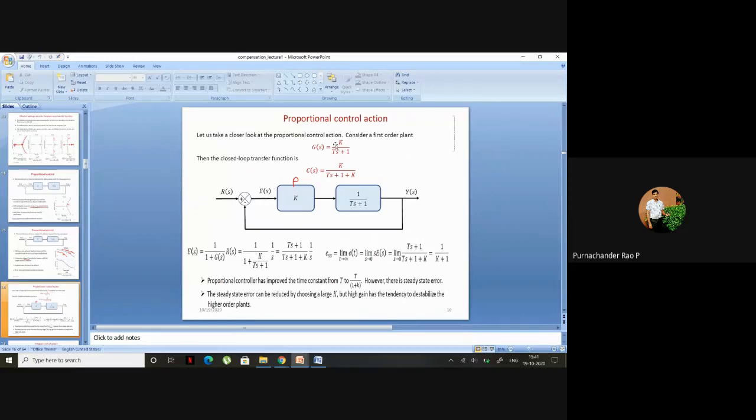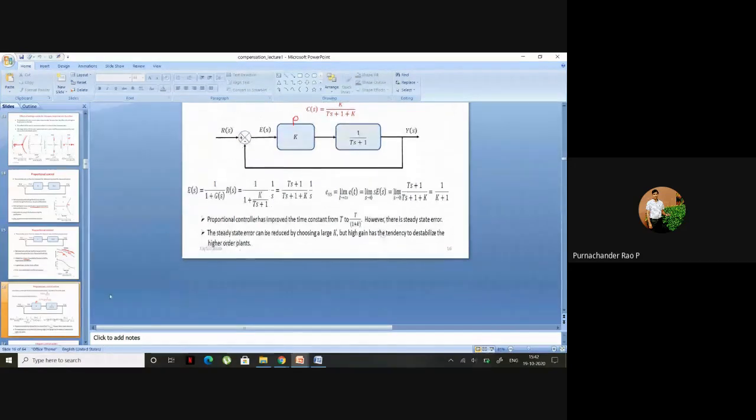So g of s is equal to k by Ts plus 1. Okay, then we are adding an extra proportional constant. So your system gain varies. In that case your steady state error will be constant, 1 by 1 plus k.